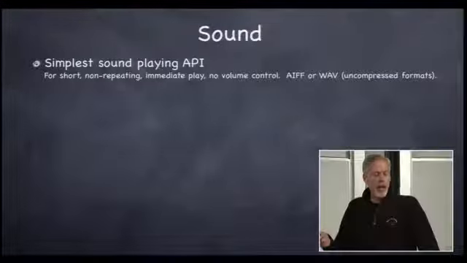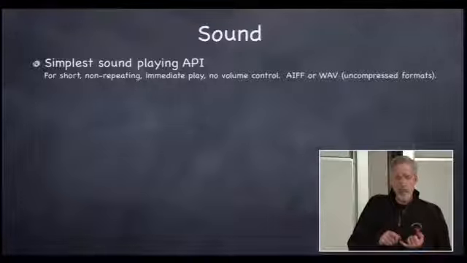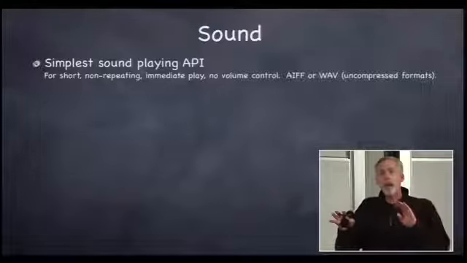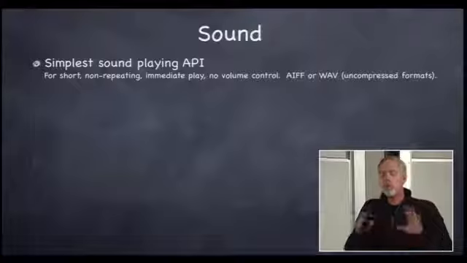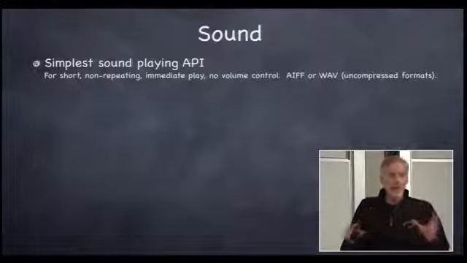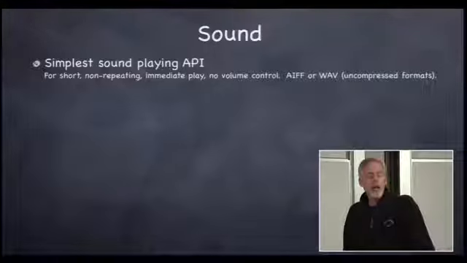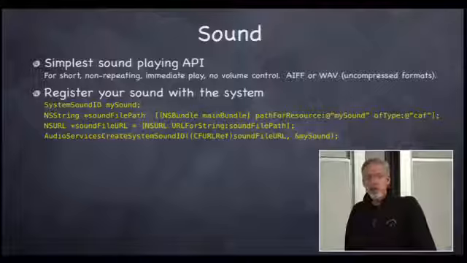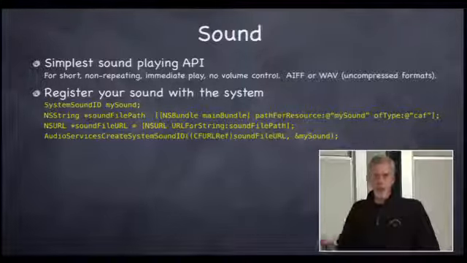All right, so back to this simple sound playing API, the C API. This is for short, non-repeating, playing immediately, no volume control, uncompressed file formats. Okay, so that's a lot of restrictions. This is very simple, but it's great for beep, alert sound, vibrate the phone. Actually, you can do it this way if you want to vibrate. So how does it work? Pretty simple. You register the sound with the system, and then once you've registered it, you can play it.